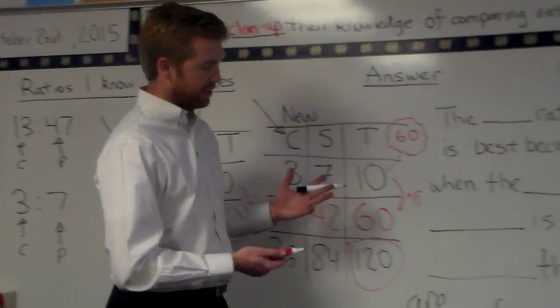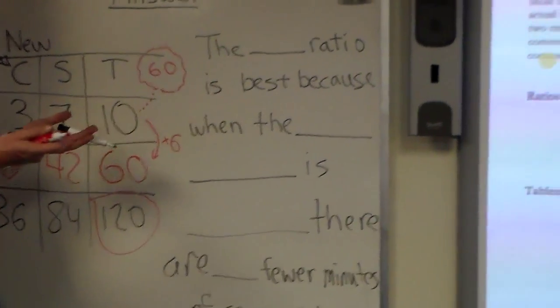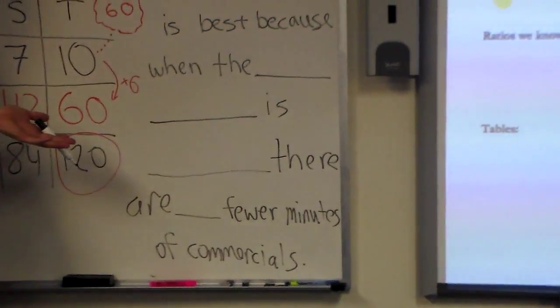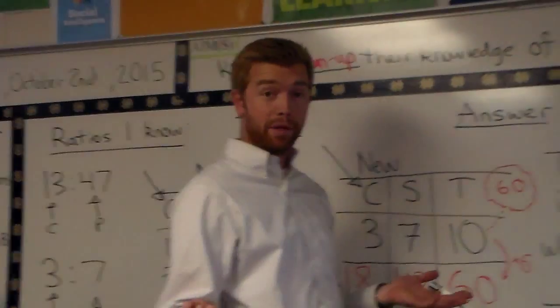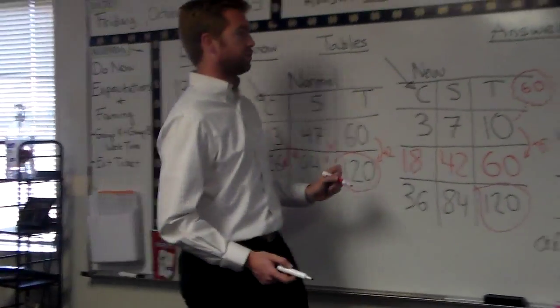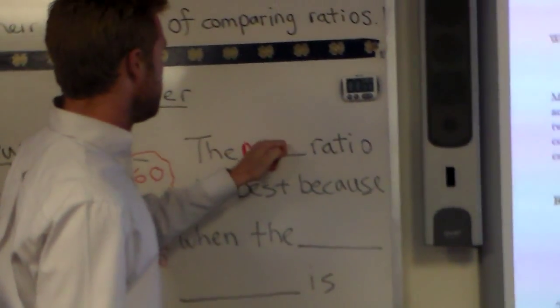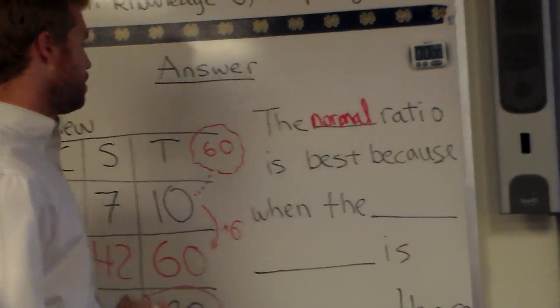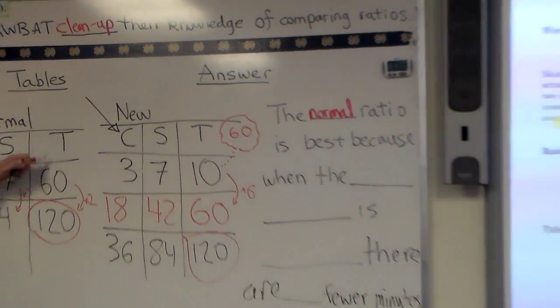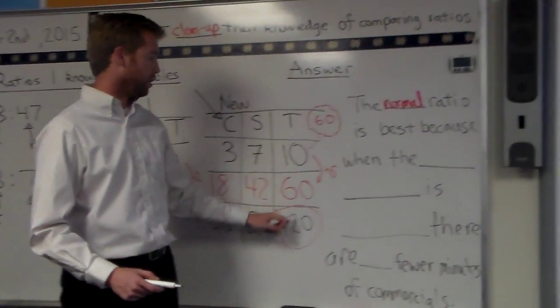I gave us a little sentence stem here. The blank ratio is best because when the blank is blank, there are blank fewer minutes of commercials. Not super helpful right now, but let's see if we can decide here. So we've already said the normal ratio is better. So let's at least write that down. The normal ratio is best because, well, when the totals are the same. So the totals are the same. Here totals 120, here totals 120.